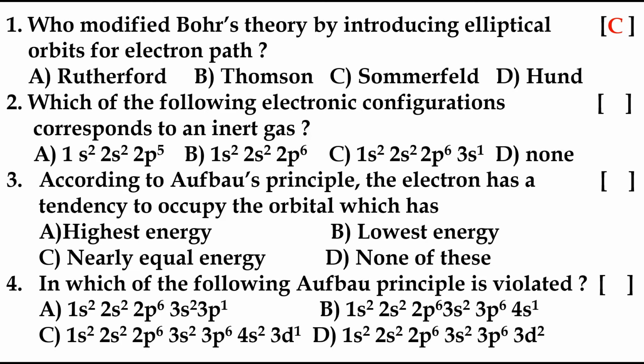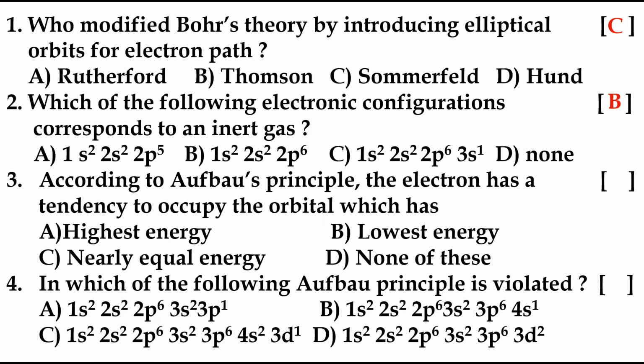Second one: Which of the following electronic configurations corresponds to an inert gas? A, 1s2 2s2 2p5. B, 1s2 2s2 2p6. C, 1s2 2s2 2p6 3s1. D, none. The correct answer is option B, 1s2 2s2 2p6.